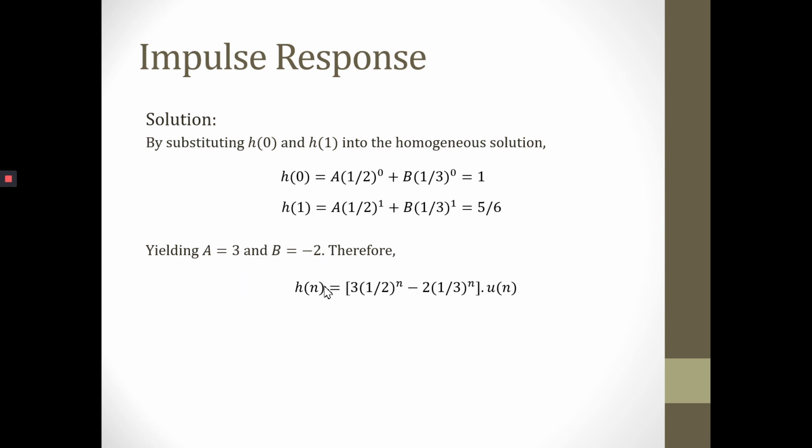So we have our homogeneous solution h[n] equal to 3 times (1/2) to the power of n, minus 2 times (1/3) to the power of n. 1/2 and 1/3 are the different roots that we determined from the characteristic equation for the homogeneous solution. 3 is the unknown gain A, and -2 is the gain B, multiplied with u[n].